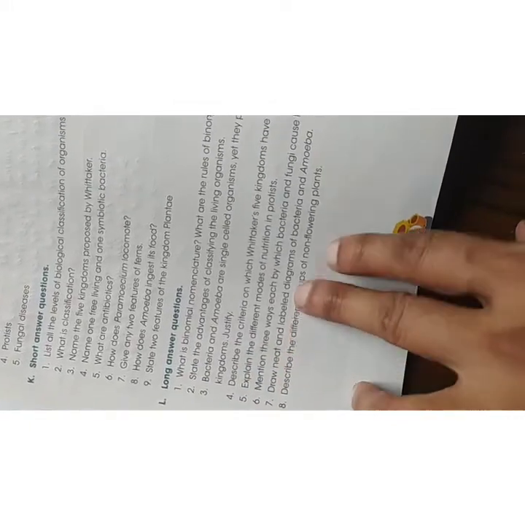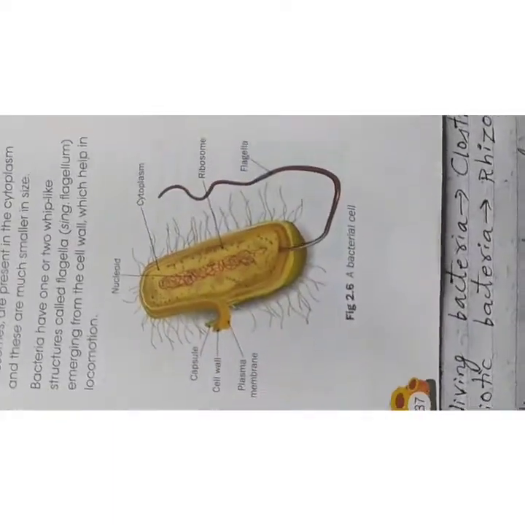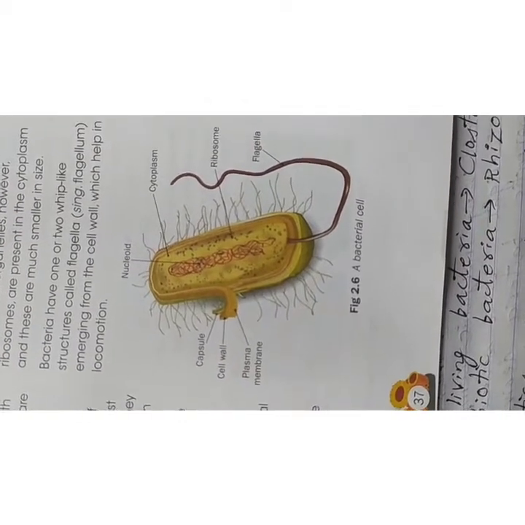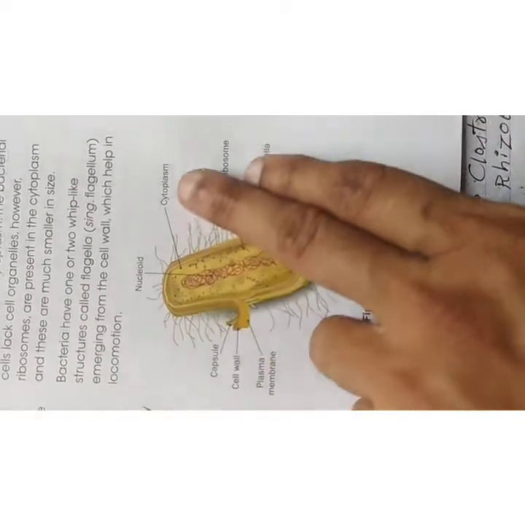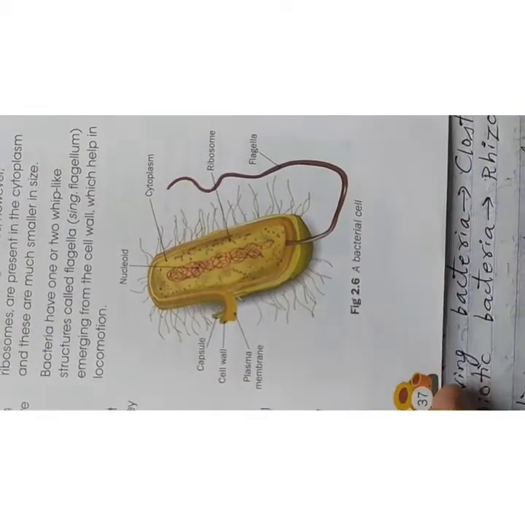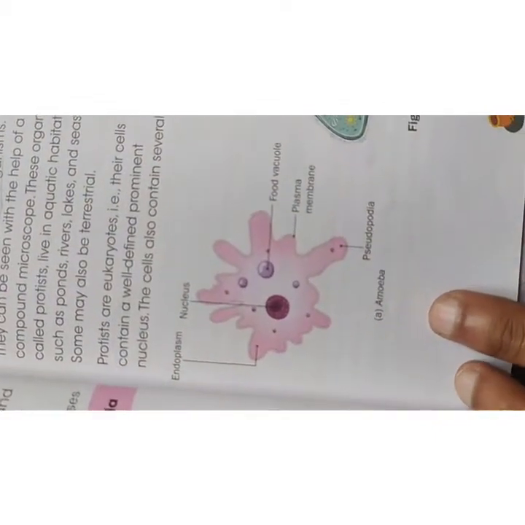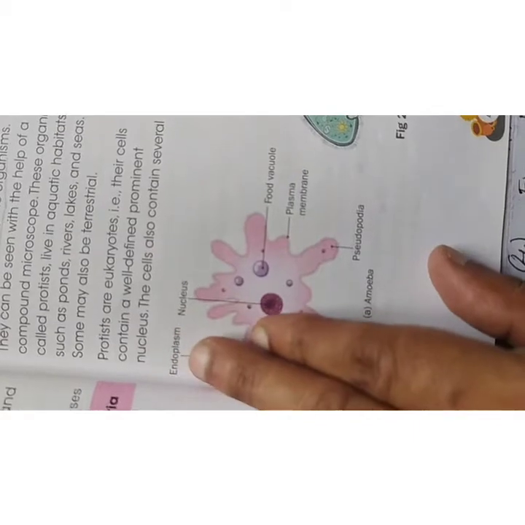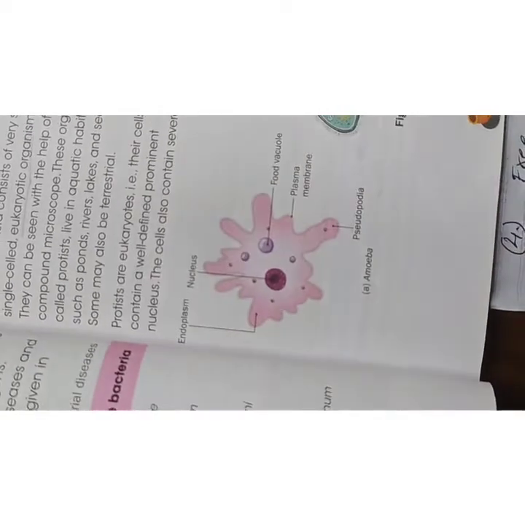Draw neat and labeled diagrams of bacteria and amoeba. Okay, so I will show you where that diagram is. See, this is the diagram of the bacterial cell which you need to draw, given on page 37. Label all the parts: nucleoid, cytoplasm, ribosome, flagella, plasma membrane, cell wall, capsule. The next one is amoeba, this is also asked. Diagram of amoeba, you can see. You have to draw and write endoplasm, nucleus, food vacuole, plasma membrane, and pseudopodia. So these 2 diagrams are required.